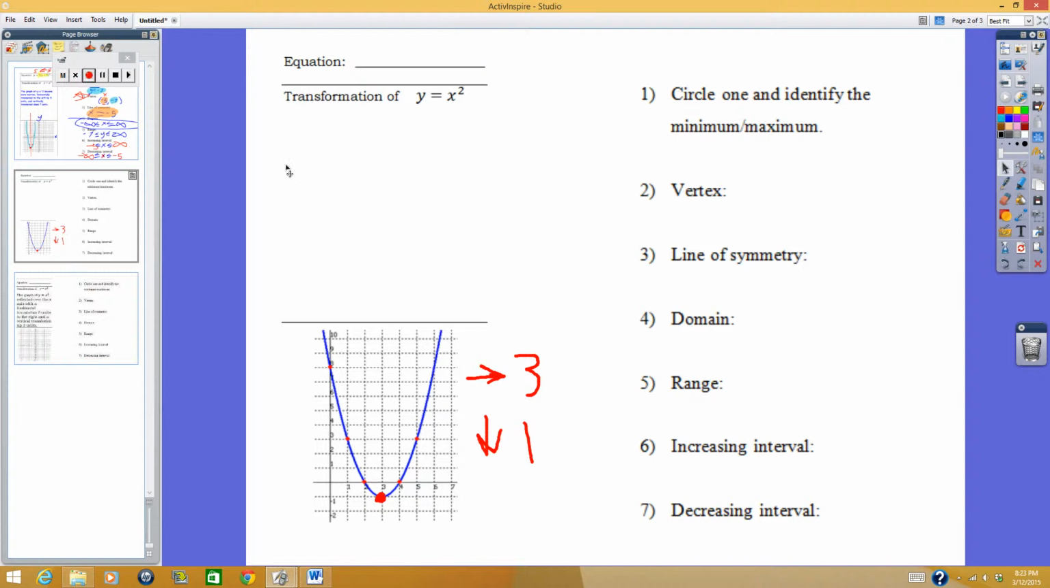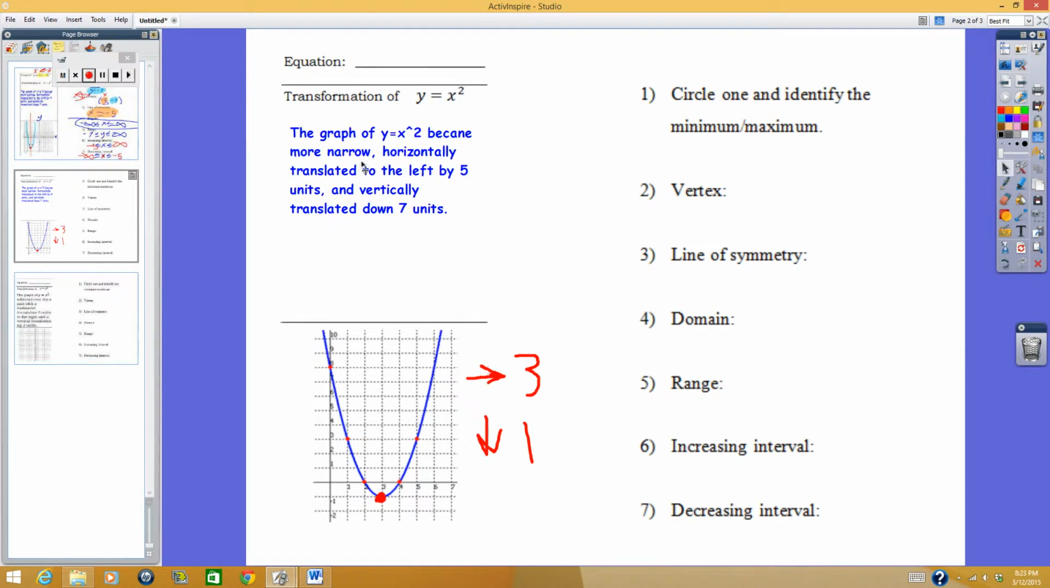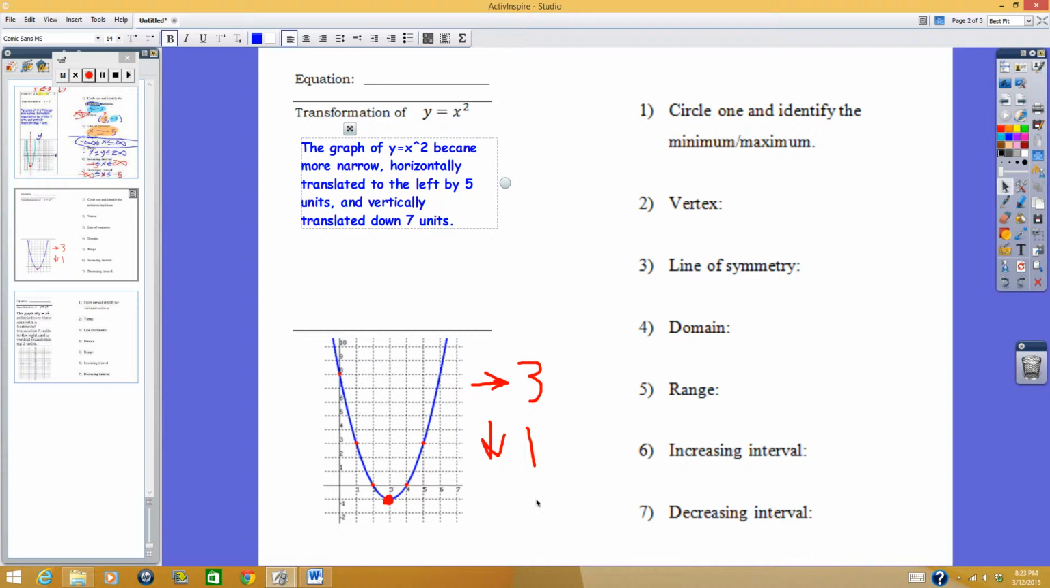Okay? Let me do my transformation explanation real quick. The graph of y equals x squared. Remember, I'm just making this fancy now. Horizontally translated, now it's going to be to the right by 3. And it's going to vertically translate down still, but it's going to vertically translate down 1 unit.